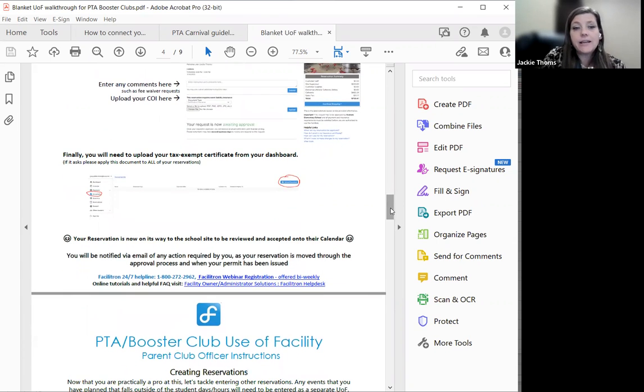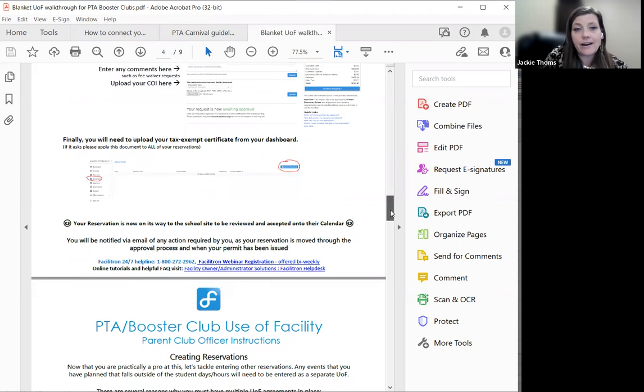Anytime that you have questions regarding pricing or policies, you would have to go through me, because Facilitron does not have access to our specific policies. So any information that they give you could be incorrect. So I always suggest that you reach out to me when it's concerning the Hillsborough County policies and pricing. And then I'll be able to direct you to the correct person if I cannot help you.